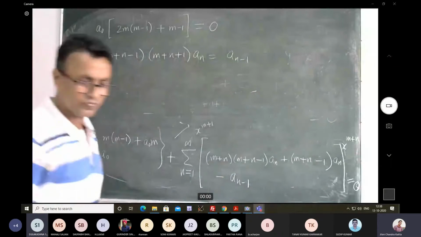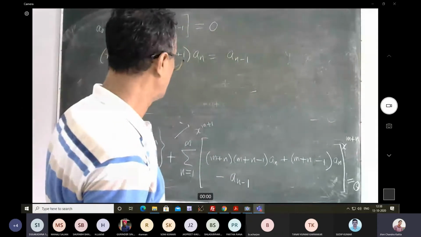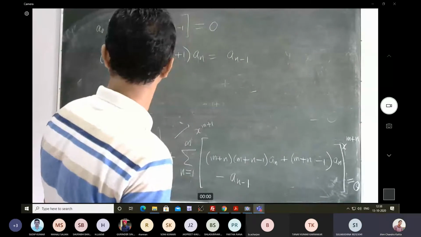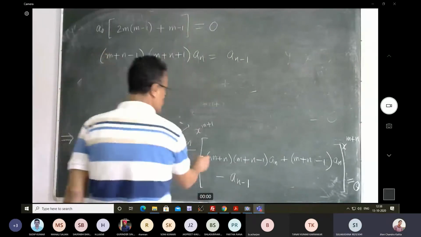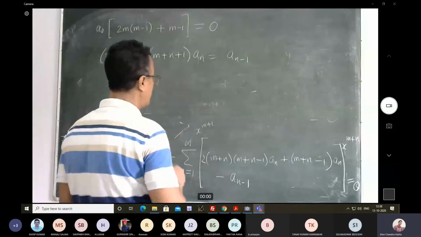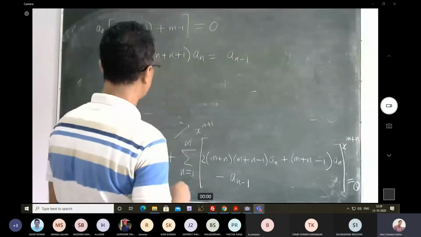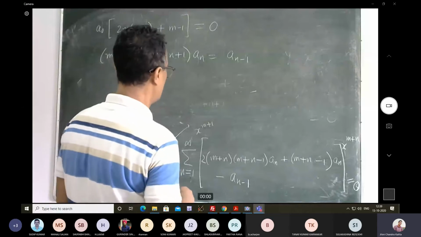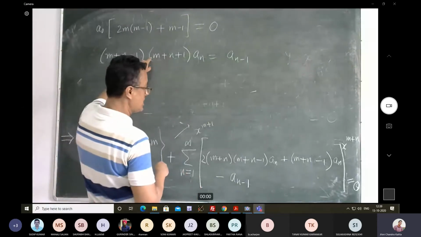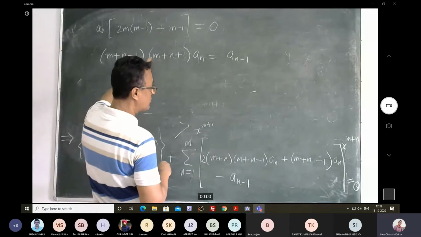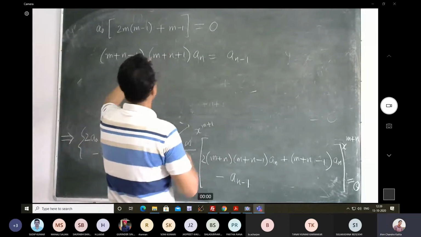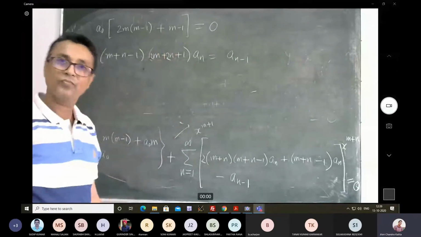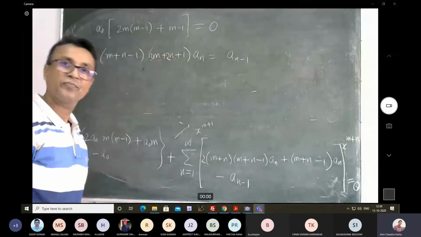Am I okay? Yeah. In the first term of the summation, there should be 2 into m plus n. There was 2. Yeah. Thank you. Because in the original equation it started with 2x squared, right? 2x squared y double prime. So then this is going to be 2m plus 2n plus 1, right? So this is going to be this. Thank you. Now I am correct, I guess. Okay? Fine?